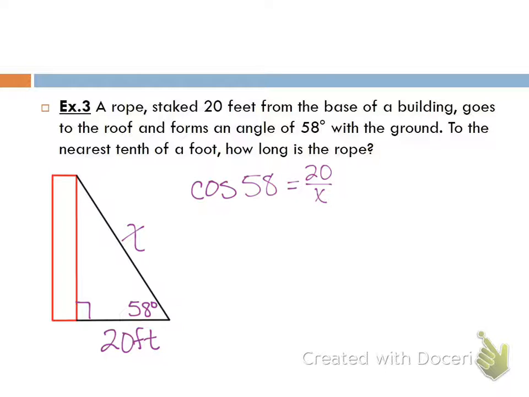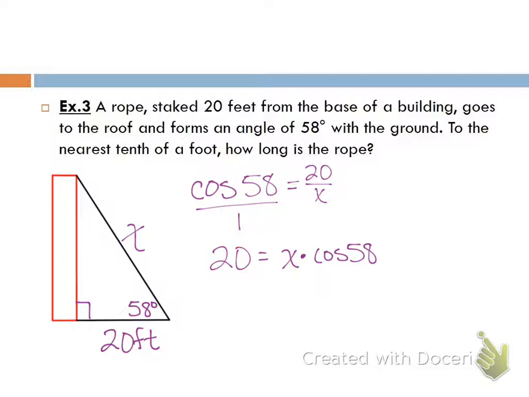Questions about setting up our equation? Okay, much like yesterday, in order to solve these, we have to put our trig function over a 1 and cross multiply. The easy cross product here is 20 is equal to x times the cosine of 58 degrees. Again, cosine of 58 degrees represents a number. So what can we do to both sides to get x alone?